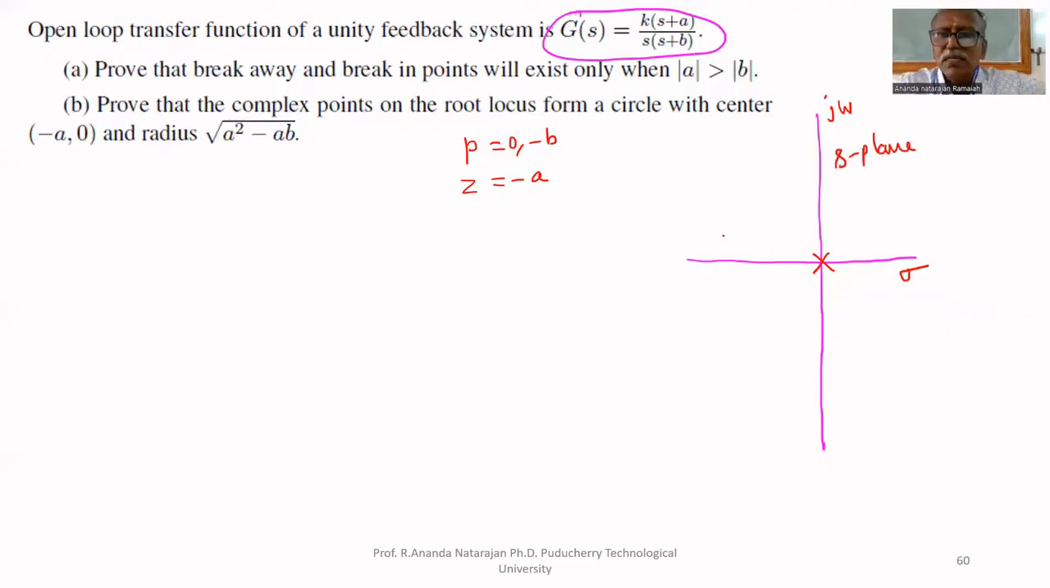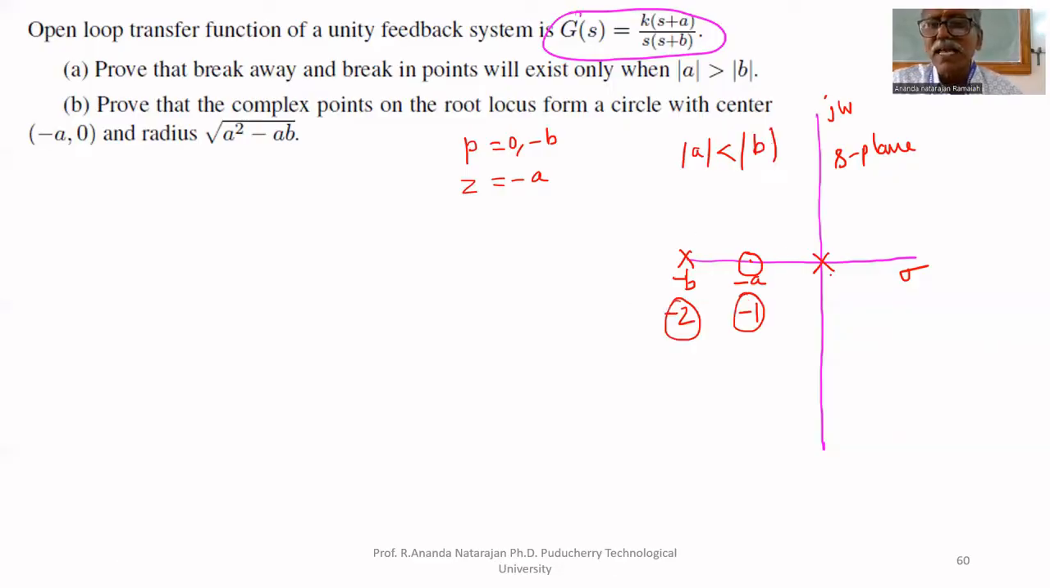Let us assume modulus of A is less than modulus of B. A will be here, and B will be here, because we are assuming that modulus of A is less than modulus of B.